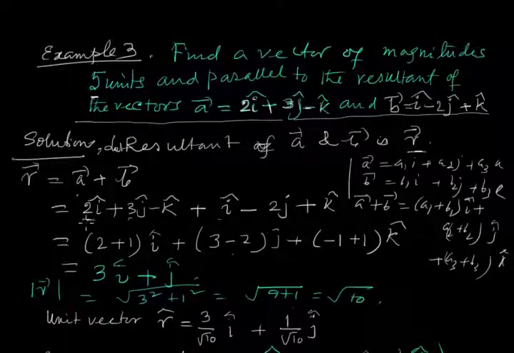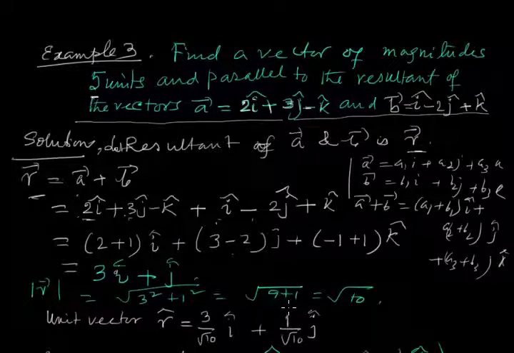So same thing we proceed here. 2 plus 1 whole into i cap, 3 minus 2 whole into j cap, and minus 1 plus 1 whole into k cap. So 2 plus 1 is 3, so 3i, 3 minus 2 is 1, so 1 into j cap, and minus 1 plus 1 it becomes 0. So we got R, that is the resultant. Now vector R magnitude is root over 3 square plus 1 square, root over 9 plus 1, so it is root 10.